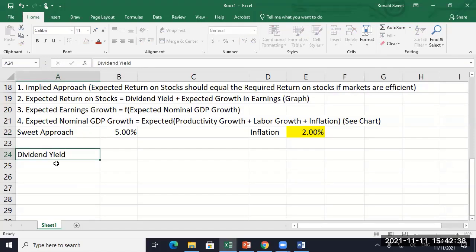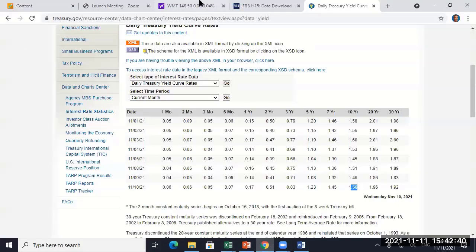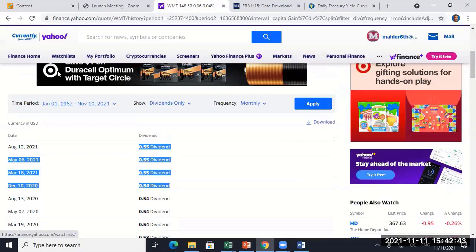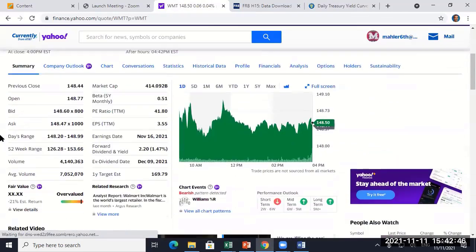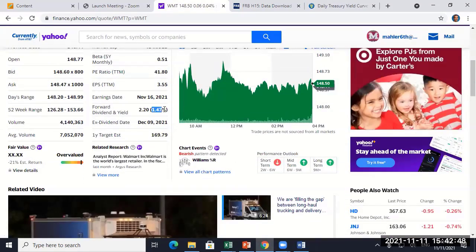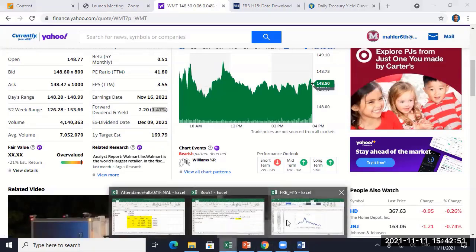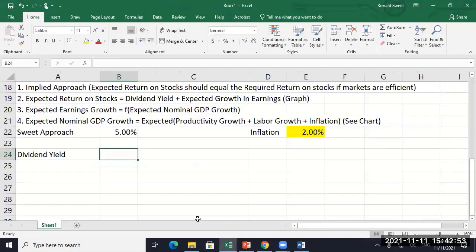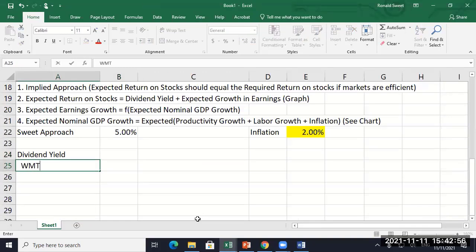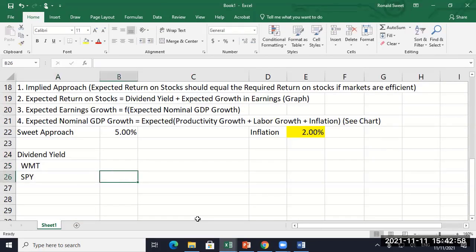Here's where you can lose a lot of points. Walmart's dividend yield is 1.47%. SPY, we said, was what, 1.3%? Which of these numbers do you not need? I'll give you these two numbers on the exam, and there's one of them you ignore and one of them you use. Which number do you ignore?